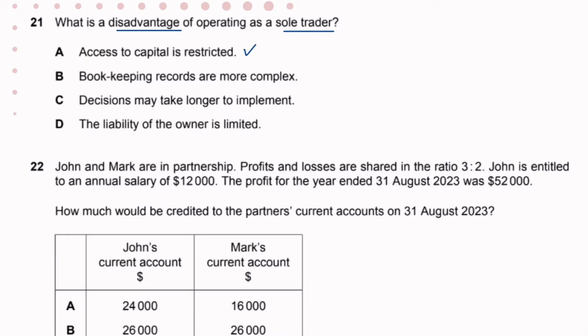This is correct. Second, bookkeeping records are more complex. No, it's rather simple. Third, decisions may take longer to implement. No, a sole trader only has one owner, so they don't need to discuss with anyone else. The decision will be faster. Fourth, the liability of the owner is limited. No, this one is unlimited. This means that if the owner cannot repay their business debt, they also need to sell off their personal assets in order to pay for the debts they incur. Okay, so A is the correct answer.